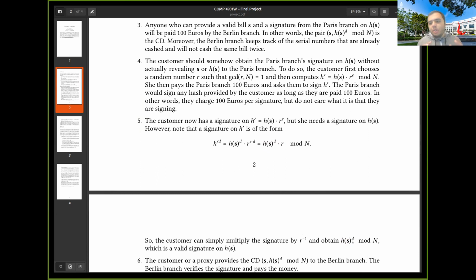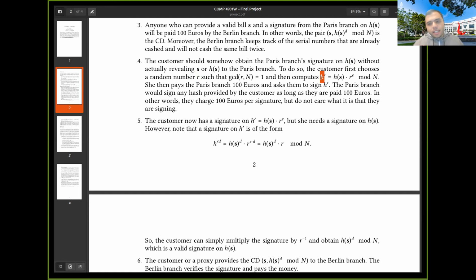So basically, the customer needs a signature on the hash of S, but she doesn't want to give the hash of S to the bank. So she first chooses some random number, and we call this the blinding factor. In a sense, she creates another hash H prime for the bank to sign, and this H prime is the blinded version of H.